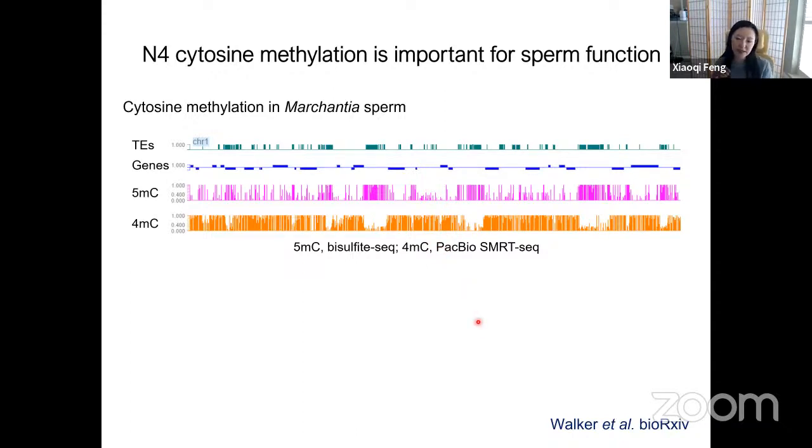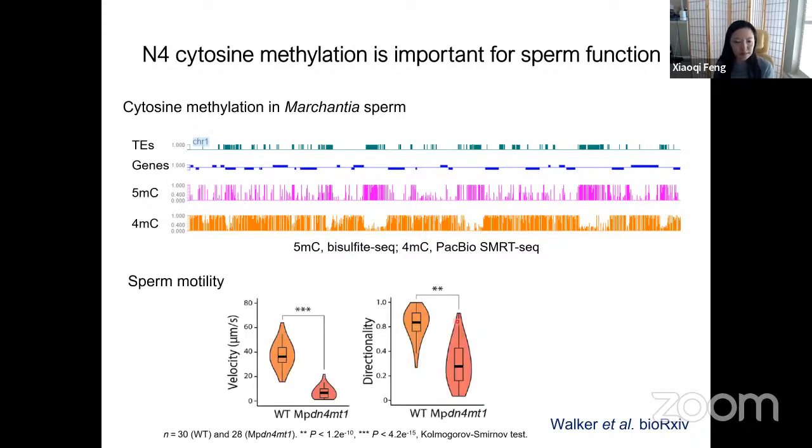And this specific timing and scale of 4mC methylation suggests that this might be important for sperm function. And indeed, we find DN4MT1 mutant sperm swim much slower and less directionally than wild type. So in short, through this study, we discovered a new functional DNA modification in eukaryotes. And this obviously opens up many exciting questions that we're pursuing further in the lab.